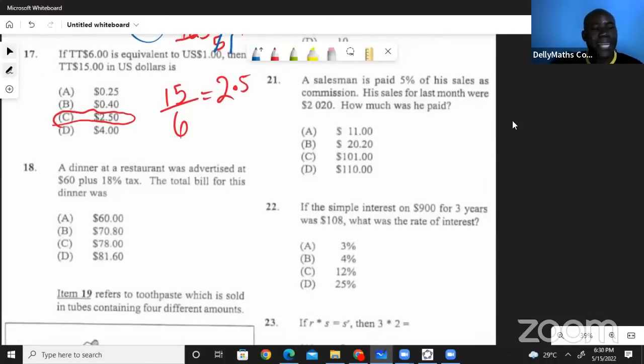Number 18 says a dinner at a restaurant was advertised at $60 plus $18 tax. All right, this one now is going to hold back a number of people. Let me see those who will get this one right. So a dinner was sold at $60, right, plus $18 tax. Now, what is the total bill?